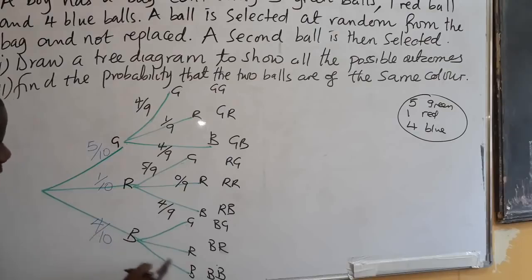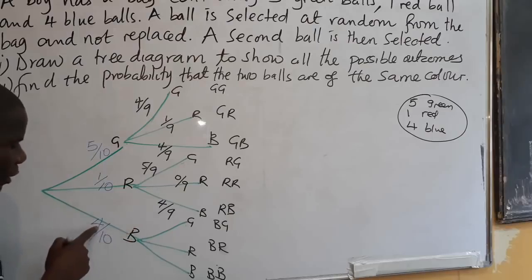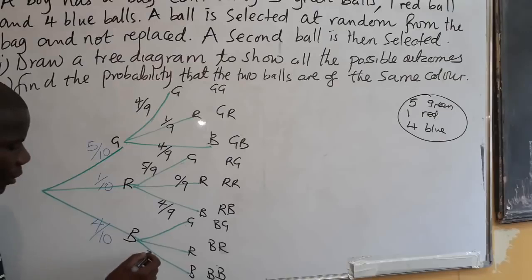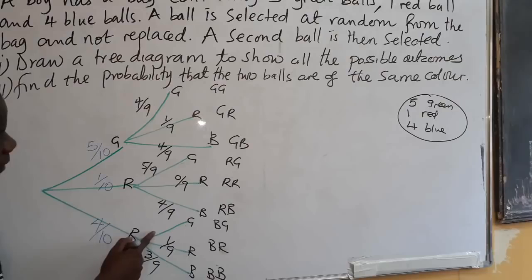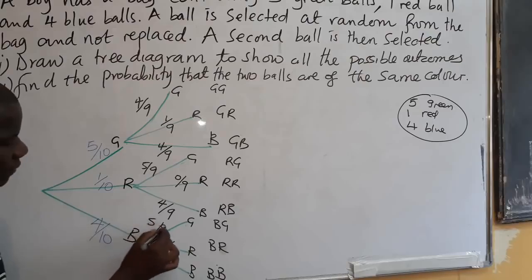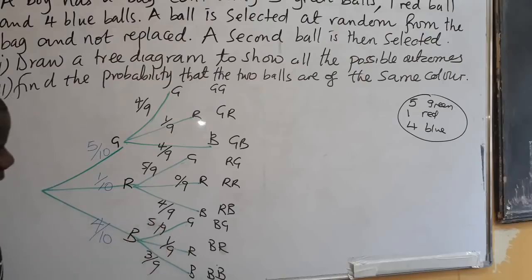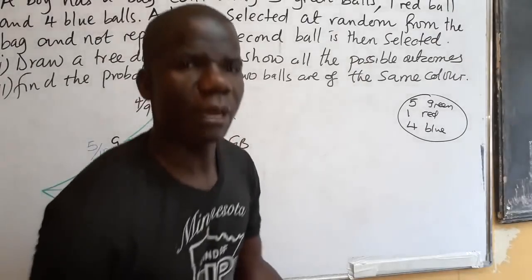Then when we come to this one, if the first ball that was drawn was a blue ball, what is the probability that the second one is also going to be blue? So the blue reduces from 4 to 3, so it will be 3 over 9. The total also reduces. Red will still be at 1 over 9, and the green will still be at 5 over 9. So this is what we are expecting now, and this is how we are supposed to draw our tree diagram.